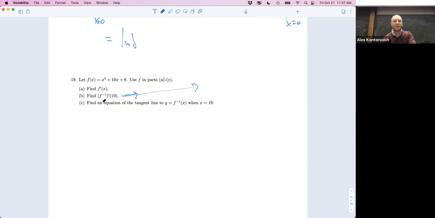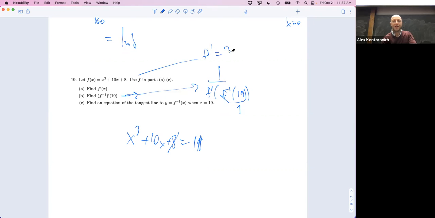What's the derivative of the inverse function? It's 1 over the derivative of the value of the inverse function at 19. Right? The value of the derivative of the inverse function at 19 is when is this thing equal to 19? That's a little annoying because I need to know when x cubed plus 10x plus 8 is equal to 19. If I subtract 8 from both sides, I get 11. Do I get lucky? Yes, x equals 1. 1 plus 10 is 11. So this is 1. And now if I know the derivative f prime is equal to 3x squared plus 10, evaluated at x equals 1, I get 3 plus 10 is 13.